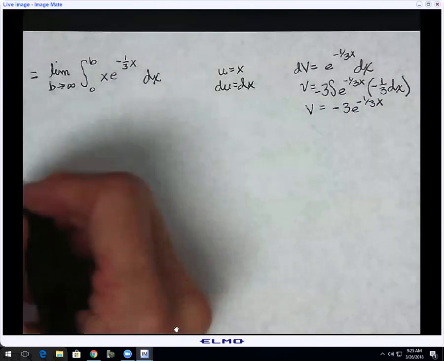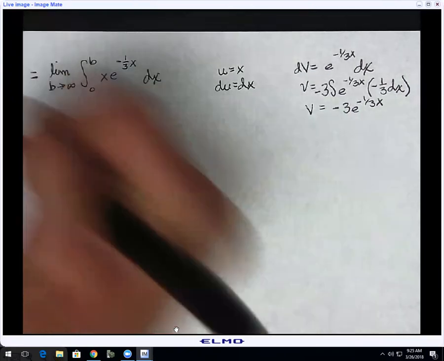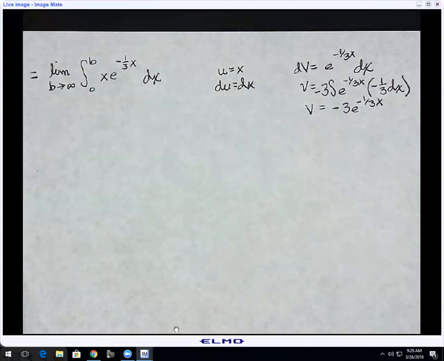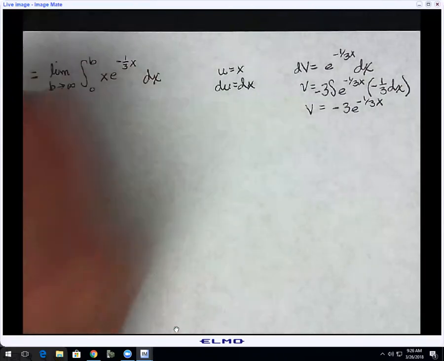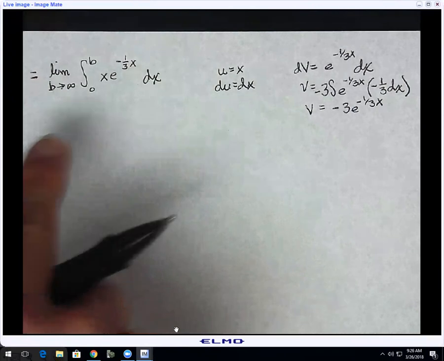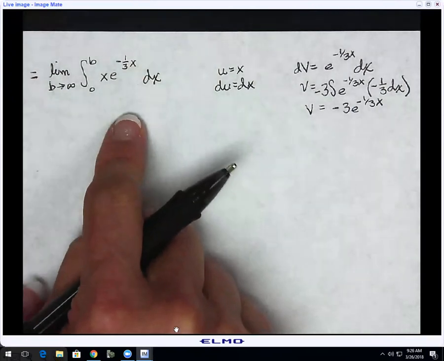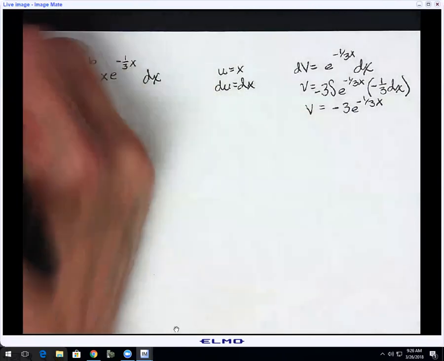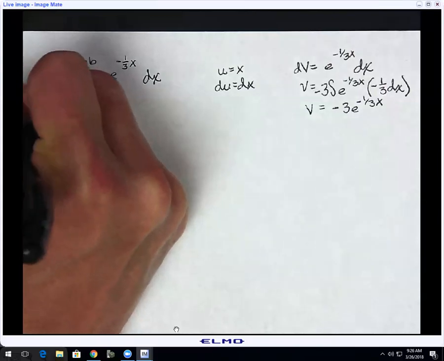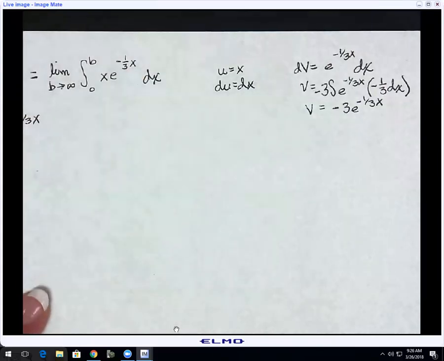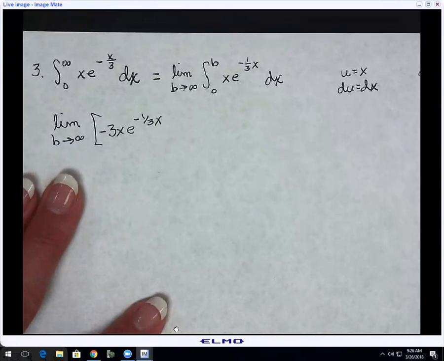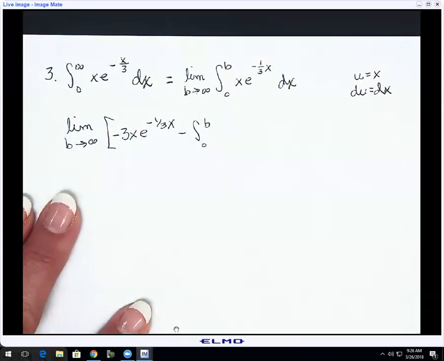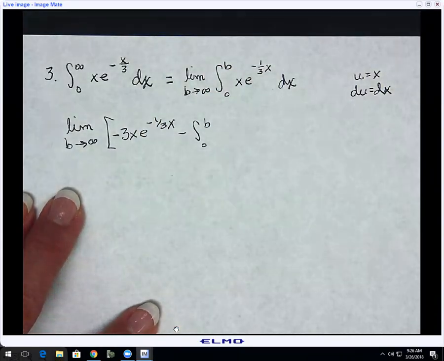All right, so I'm not going to lose my limit notation any part of the problem. We're taking the limit as b goes to infinity of whatever we get using integration by parts. Integration by parts starts out with uv. That would be negative 3x e to the negative 1/3 x minus the integral with the same limit, 0 to b, of v du.